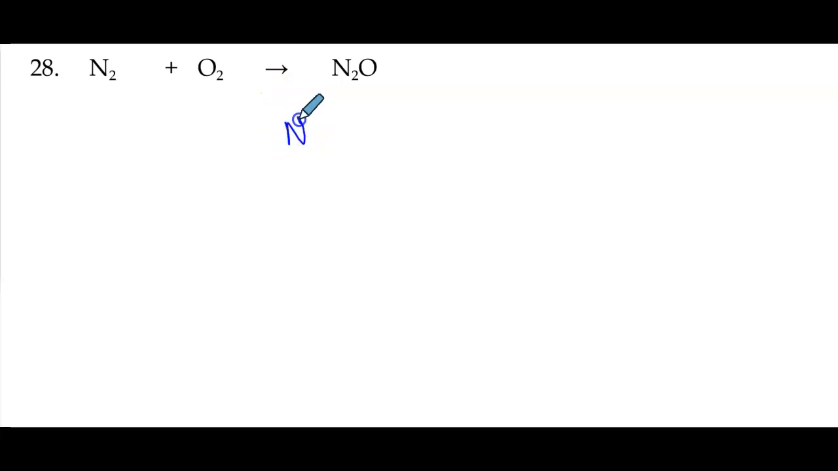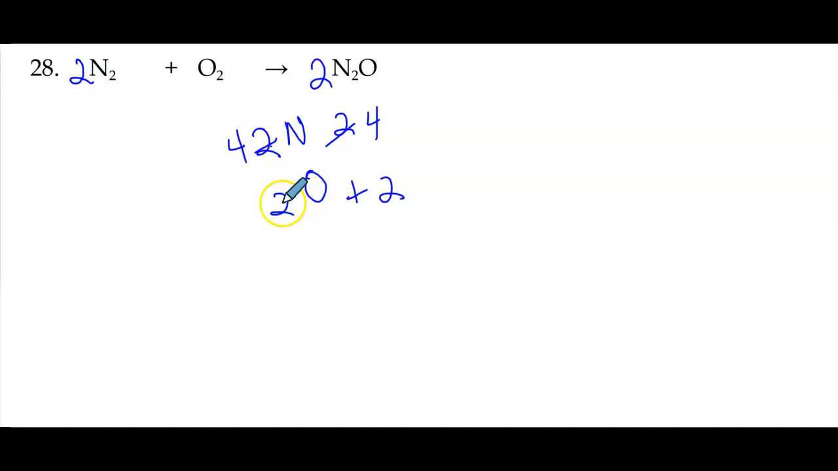Okay, here we have no polyatomics, so we're going to list our atoms. Oops. We have 2 N's and 2 O's, 2 N's and 1 O. So we're going to put a 2 here, which makes my N on this side go to 4 and my O's go to 2. So I've got to fix my N's on this side by putting a 2 there. I have 4, 4, 2, 2, and it's balanced as a 2, 1, 2.